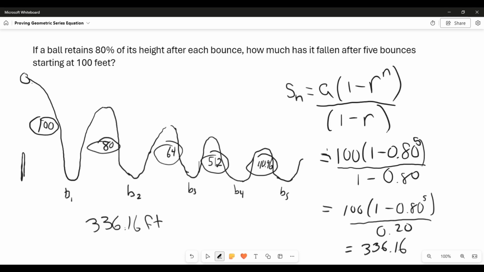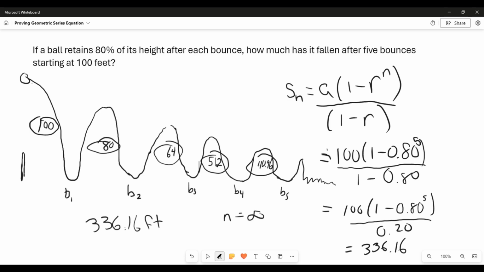And that's it. What if you wanted the total amount as it just keeps bouncing, it gets smaller and smaller and smaller and smaller? Well, then your n would approach infinity.